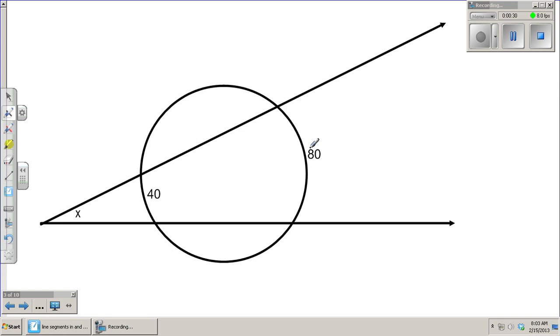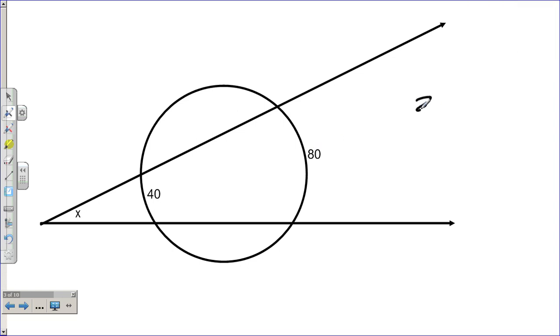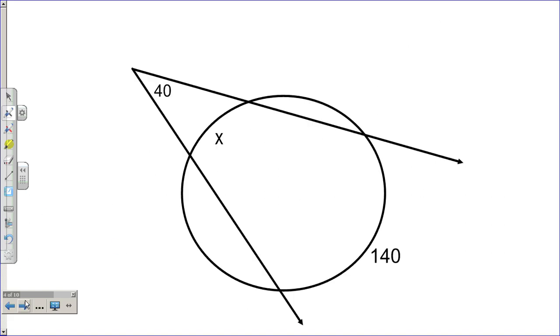Alright, I'm going to take the bigger arc, which is 80. I'm going to subtract the smaller arc, which is 40. I get this answer, which is 40. And then I divide by 2, and I get 20. This angle right here is 20 degrees. It's pretty easy. Check it out.